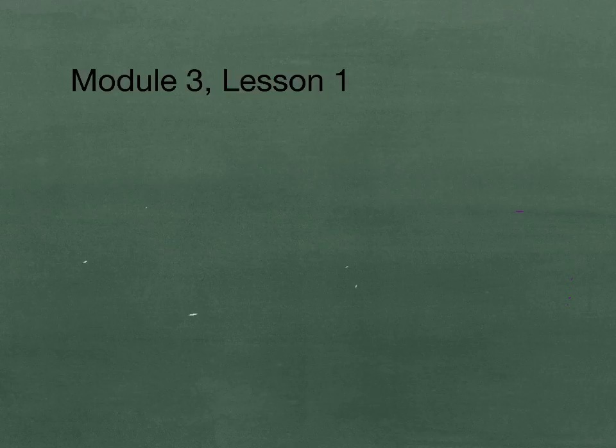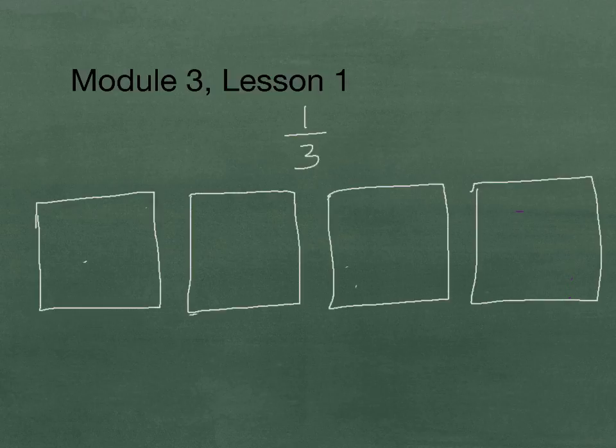In today's lesson, I will be showing you how to make equivalent fractions. Let's start by making fractions that are equivalent to 1/3. In order to do this, I'm going to take each block here and split it into 1/3. So that means I will have 3 equal pieces.